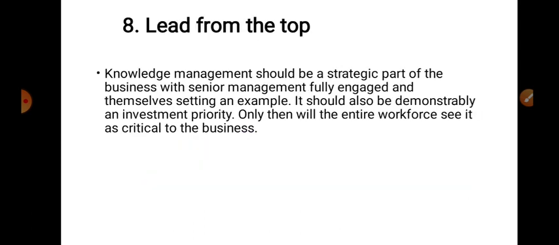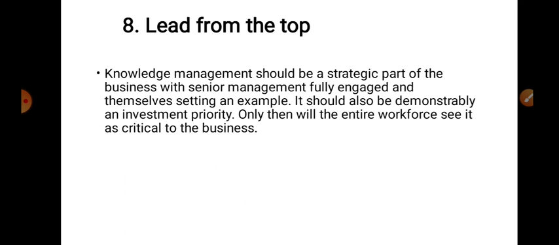Okay. Next one, lead from the top. Knowledge management should be a strategic part of the business with the senior management fully engaged and themselves setting an example. Lead from the top means that for sharing knowledge, gaining knowledge, or adopting their views and ideas, anything, lead from the top. It's very important. They need a lead from the top management. It should also be demonstrably an investment priority. Only then will the entire workforce see it as critical to the business.